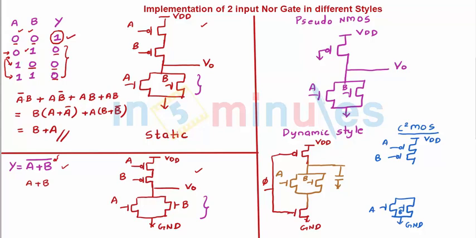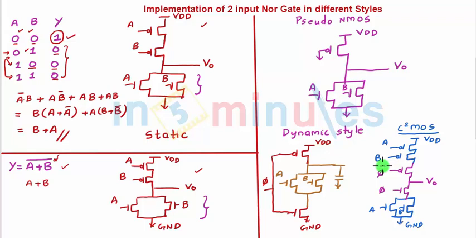Let's quickly draw this. So a PMOS connected in series closer to the output, and an NMOS connected in series closer to the output, which means this is the point where my output will be taken, and this is going to be phi, and this is going to be phi bar. So this is nothing but my 2-input NOR gate in C-square MOS style.